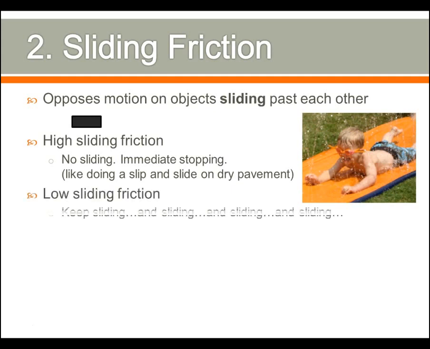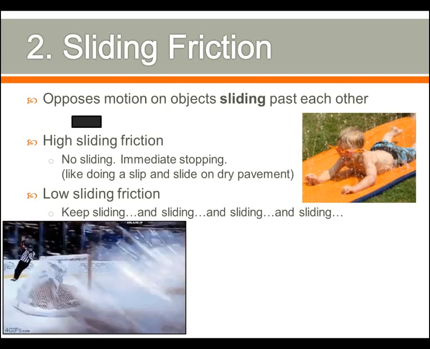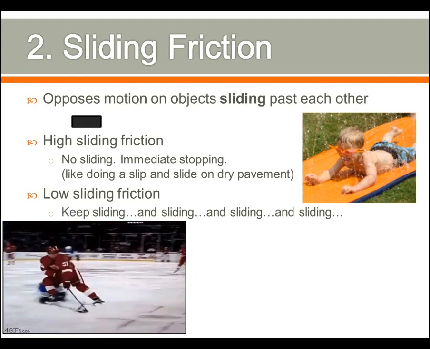Low sliding friction, on the other hand, is where things just keep on sliding and sliding and sliding. Like with hockey, you can just hit that puck, and because of that low sliding friction, it just keeps on going. So here we have someone who's sliding and hits that. I like that one.